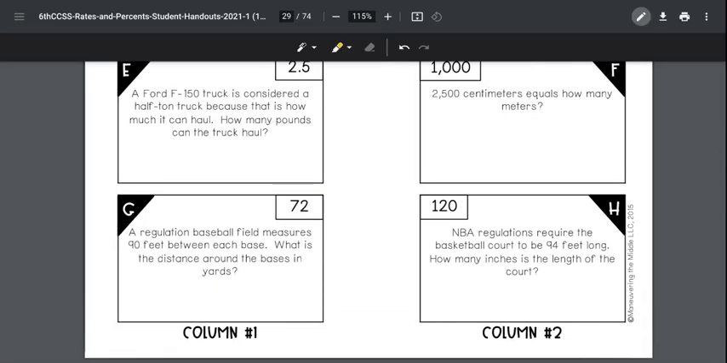E, a Ford F-150 truck is considered a half-ton truck because that is how much it can haul. How many pounds can the truck haul? Our measurement conversion sheet says that 1 ton is 2,000 pounds. So you can cross multiply and divide by 1, or you can realize that 1 ton is 2,000, so half of that is equal to 1,000.